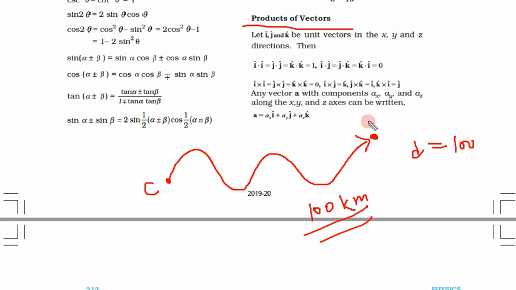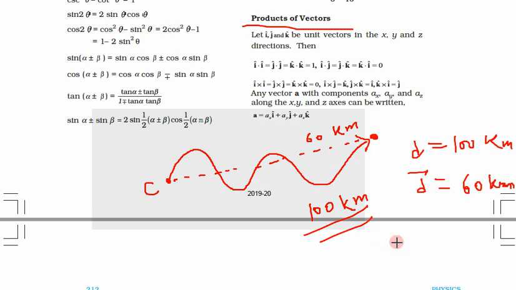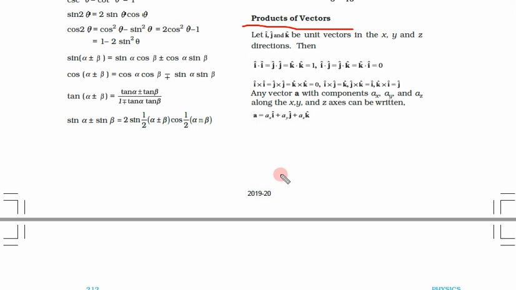But displacement between these two points is not 100 km. We can join them with a straight line like this. So what is the total displacement? Let us say this is 60 km. So displacement is equal to 60 km, because displacement is the difference between initial and final position. Distance is the total distance traveled. So distance is a scalar quantity, displacement is a vector quantity.